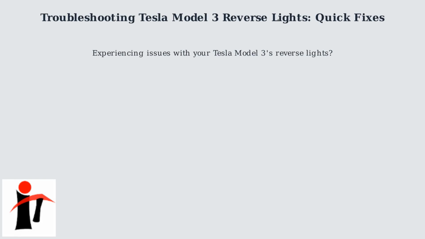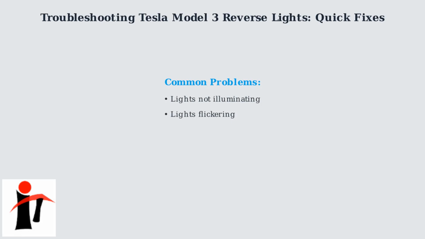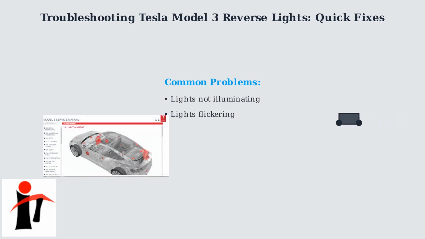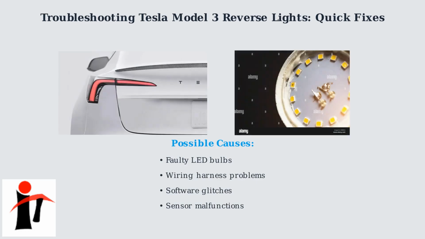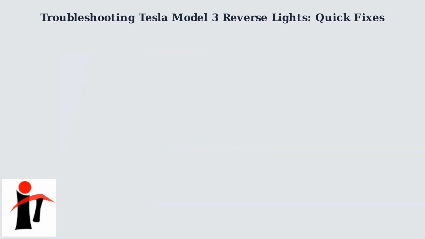Experiencing issues with your Tesla Model 3's reverse lights? We'll cover common problems and solutions. First, check if the lights are simply not illuminating or flickering. These issues can stem from a few causes: faulty LED bulbs, wiring harness problems, software glitches, or sensor malfunctions.